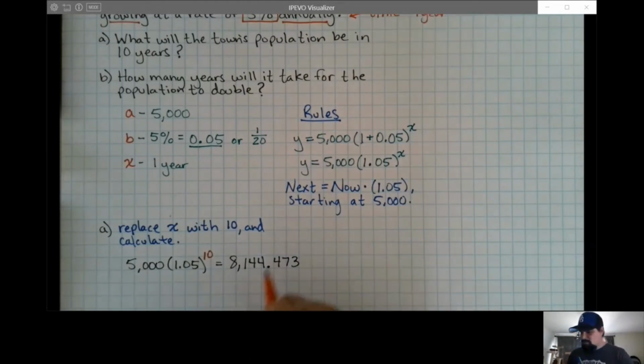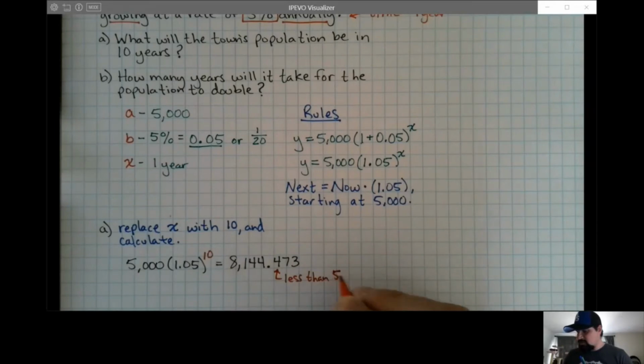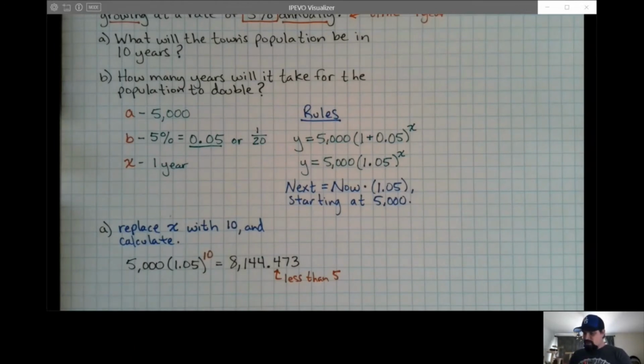Since I need to round to the whole number here, the nearest whole person, and this number is less than 5, that means I'm going to keep the 4 and ditch the rest of this. So my answer, the population, is going to be 8,144 people. So that's part A.